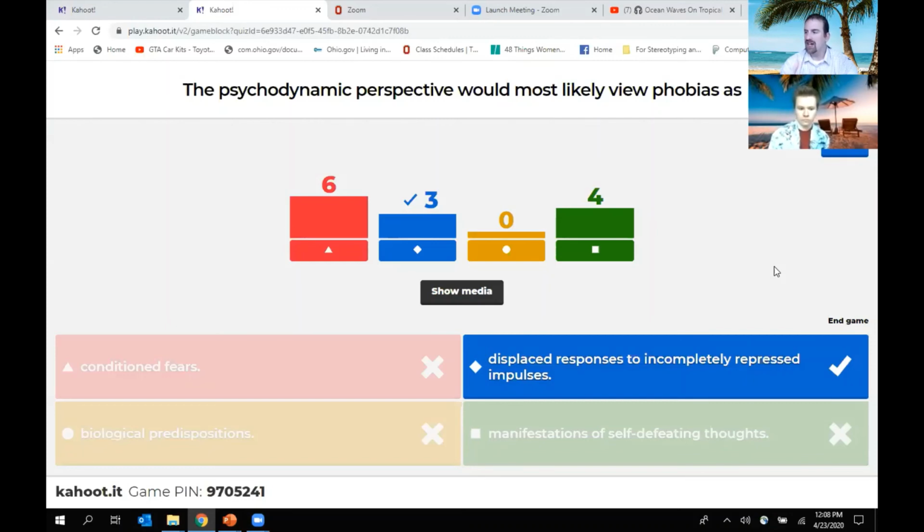And when it's unconscious, it starts to get towards this displaced response to a repressed impulse. So this repressed impulse is that there's some kind of underlying desire or motivation to act a particular way. Remember, when we think about psychodynamic, we're thinking about these inner drives, these inner motivations, and this kind of internal conflict an individual has. So that's where we get the answer here in terms of the displaced response to incompletely repressed impulses.